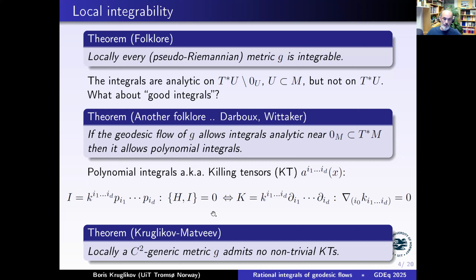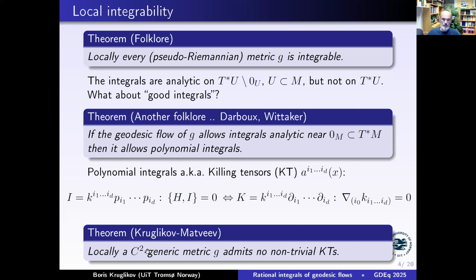Then there is a theorem which I proved with Vladimir Sergeyevich Matveyev: locally a generic metric doesn't admit, so it's non-integrable in the polynomial sense. It doesn't admit any non-trivial Killing tensor. We have to say non-trivial because, of course, the Hamiltonian itself is a Killing tensor, and its powers will be Killing tensors and so forth. But these are uninteresting, and everything different from this will be called non-trivial.